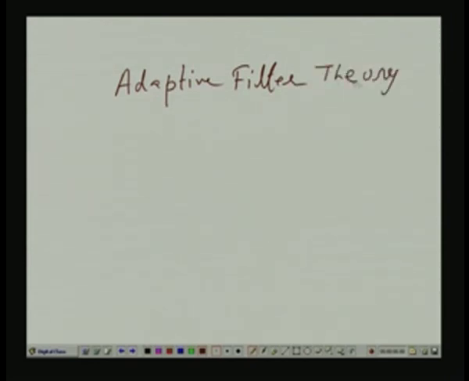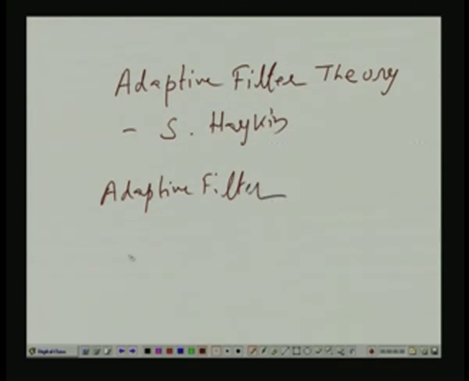You can consider this beautiful book, this wonderful book by Haykin. Okay. Then there is a book on adaptive filter by Widrow and Stearns. Widrow was the inventor of LMS algorithm, Bernard Widrow, and Stearns.